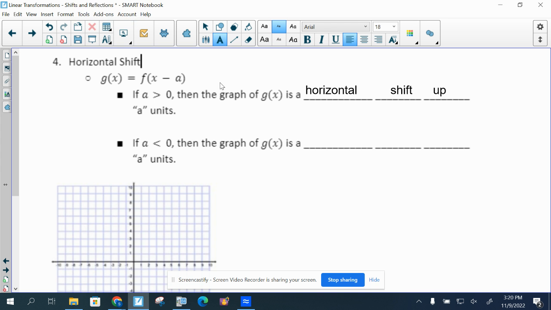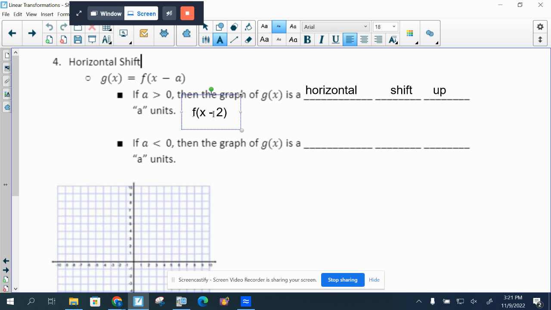The only thing is, what that's going to look like is f of x minus 2. So for example, if a is 2, it'll be f of x minus 2. It looks like it's negative though, because in the formula, it's x minus a. But actually, you can consider that the negative sign is part of the formula, so a would actually be positive 2. So here, a equals 2.